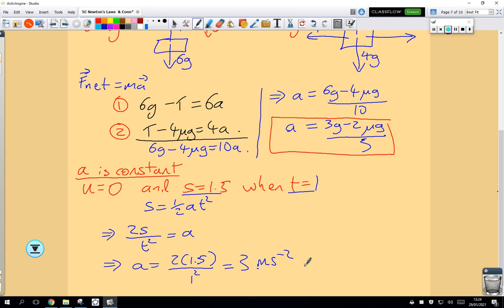I want to find mu. I think I said that was the thing I was interested in to start. Well, we know the acceleration can be written in terms of mu. So I'm just going to set this value equal to acceleration. So we know the acceleration is 3. Therefore 3, and we know that can be written in terms of mu as 3g minus 2 mu g over 5. Multiplying on both sides by 5, 15 is equal to 3g minus 2 mu g.